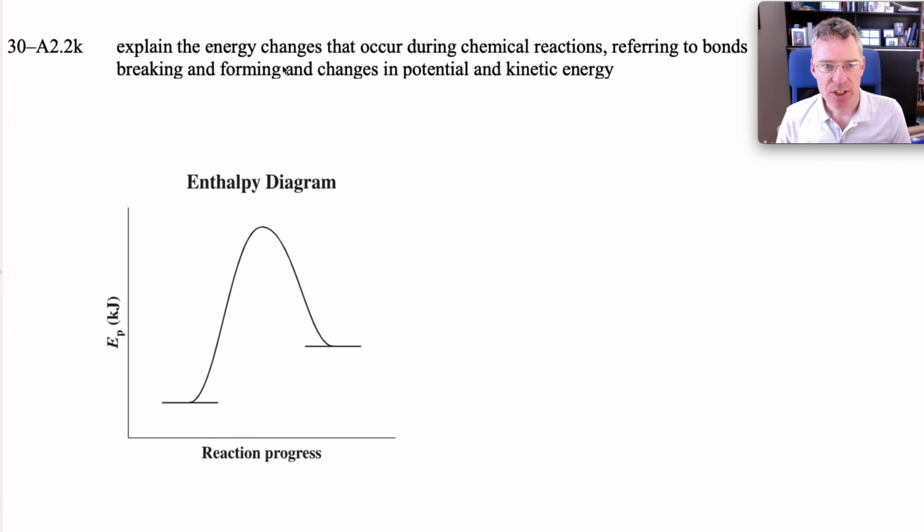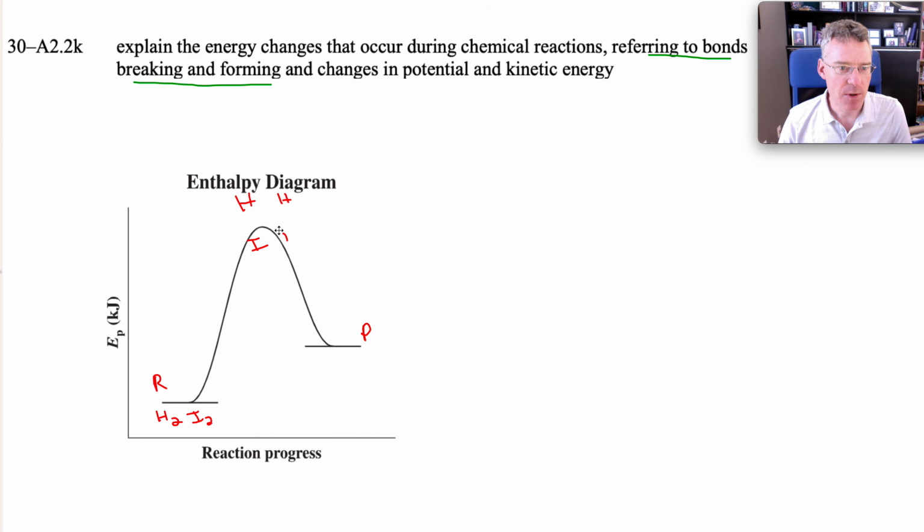Second one, explain that energy changes that occur in chemical reactions refer to bond breaking and forming. This doesn't typically go well. Students don't fully connect the bond breaking and forming to these chemical potential energy diagrams. So we got reactants, we got products. Bond breaking is pulling things apart. Imagine you had hydrogen gas and iodine gas, and you're going to react them and you've got to pull them apart. The H's have to be separated, the I's have to be separated.